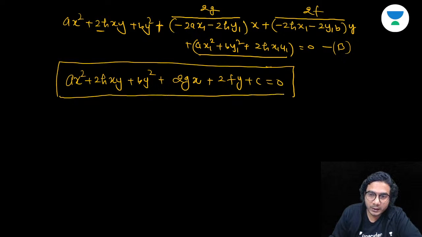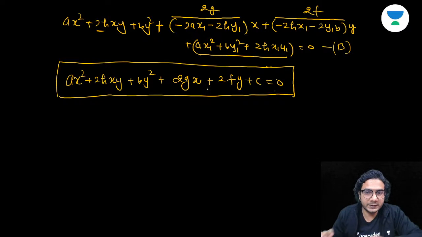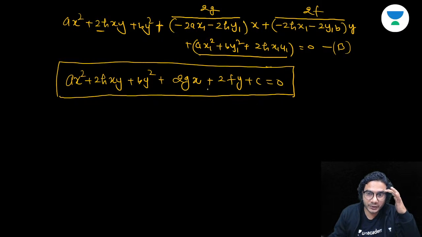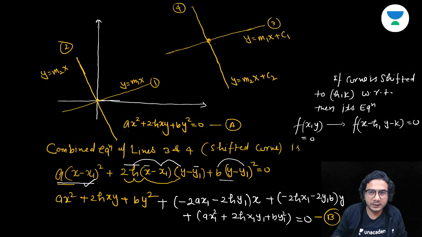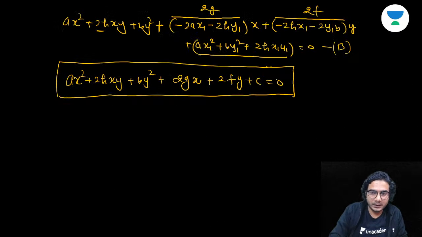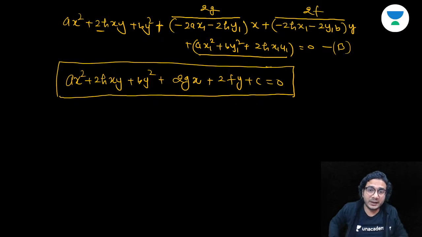I'm going to tell you a lot of information about this equation. This represents a pair of straight lines, 3 and 4. But the same equation can represent a circle also, a parabola also, an ellipse also, a hyperbola also. So there will be some condition for this general equation to represent a line.